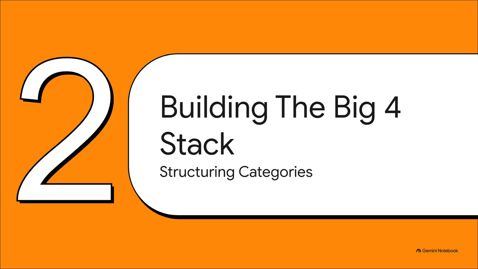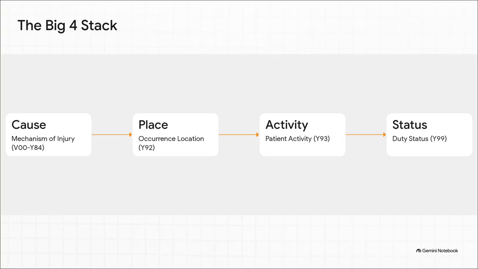Moving right along to Section 2, building the Big Four stack. So how exactly do we architect these secondary codes? Well, CMS guidelines give us a very specific blueprint for stacking them. Step 1 is the cause of injury, which covers categories V00 through Y84. This identifies the actual mechanism of what happened.